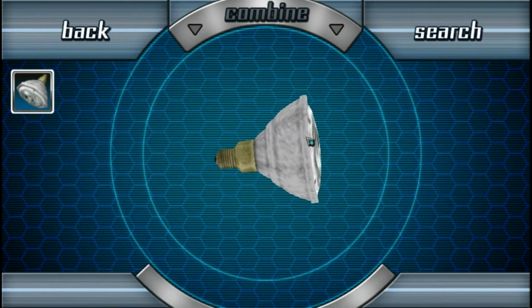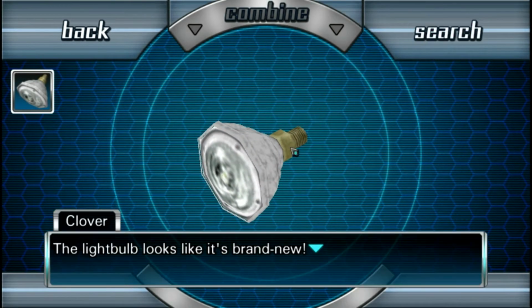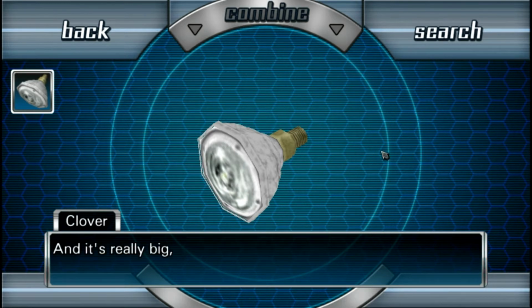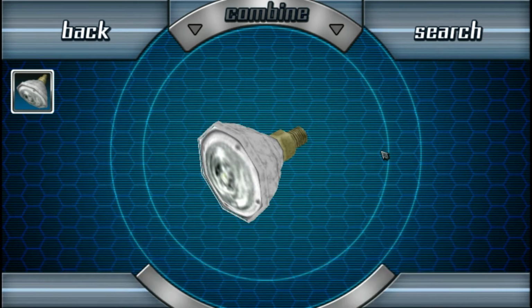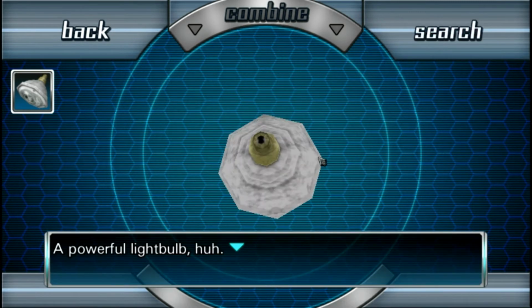I have it. It's a powerful light bulb, you say. The light bulb looks like it's brand new. And it's really big, so it'll make a lot of light. A powerful light bulb, huh? This will be pretty bright.